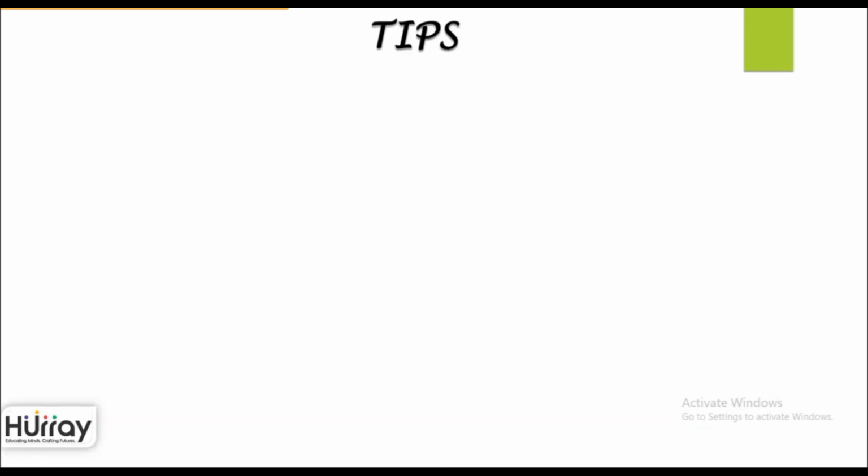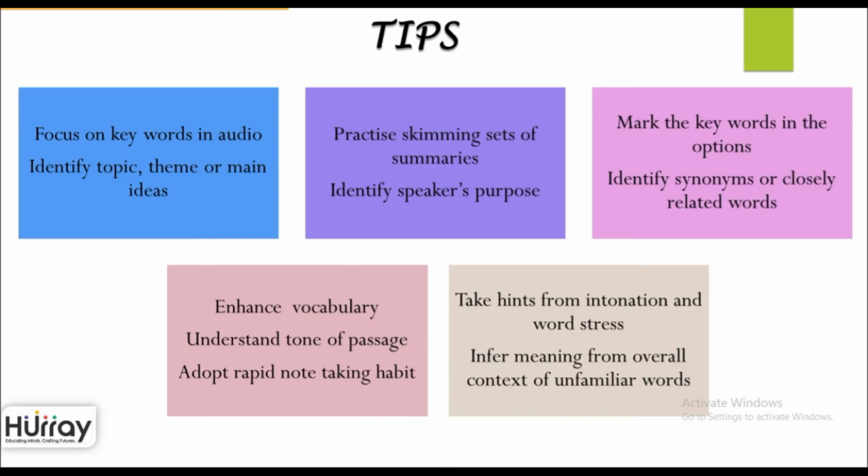Here are some tips to improve and practice. First, focus on the keywords in the audio. You can identify the topic, theme or main ideas. Practice skimming sets of summaries. While doing so, ensure that you try and identify the speaker's purpose. Now, the speaker's purpose tells you what the speaker is talking about and why. So that becomes a part of your details. And details turn into the next point, which is keywords. So these keywords will be present somewhere in the option, so you make sure that you mark those.